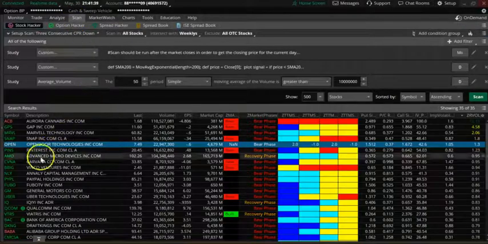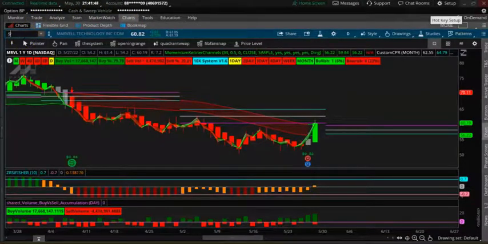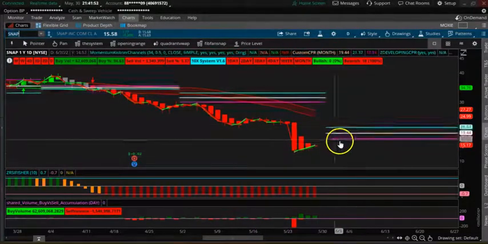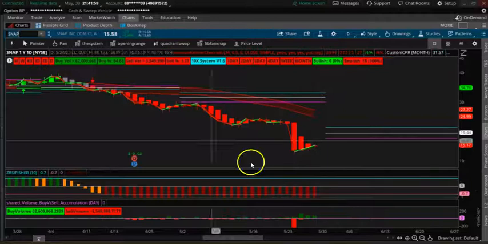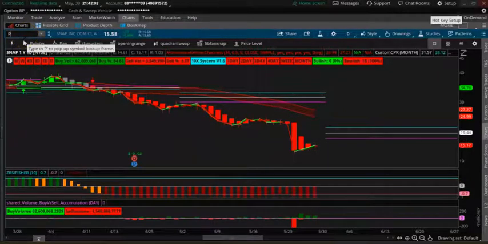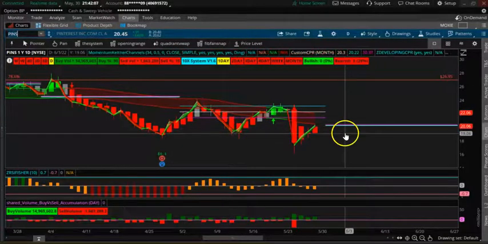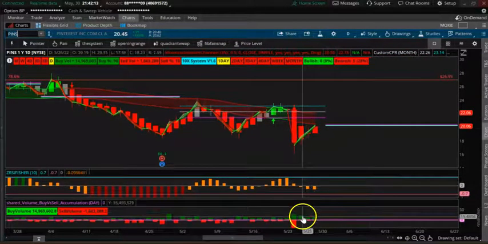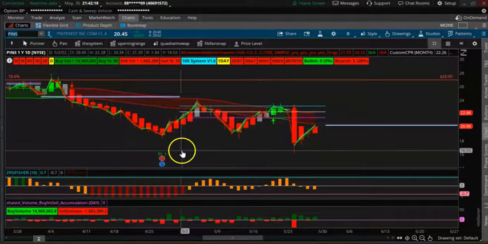Next, scan, SNAP and PINS. SNAP also is trending down, CPR is down, volume is a little up, and RSI is down. PINS, all of these are down. You have a narrow CPR and the trend is down. You have a little high volume, but all time frames are red, so we can take it to the downside.